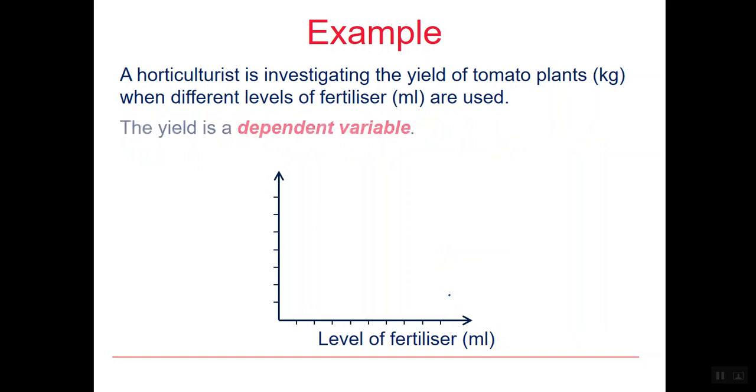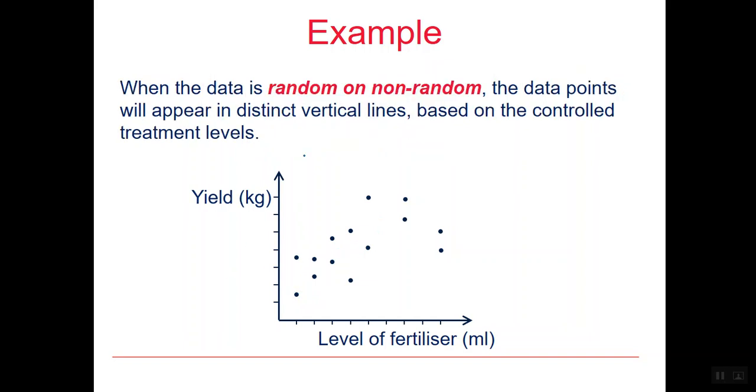Because in this case the yield is a dependent variable, as a result of the level of fertilizer, it will go on the y-axis. Notice in this case a particular level of fertilizer has been used on pairs of plants. So you can see a particular level of fertilizer and there are two plants with different yields here, and this pattern repeats as you go along. When the data is random on non-random, the data points will appear in distinct vertical lines based on the controlled treatment levels.